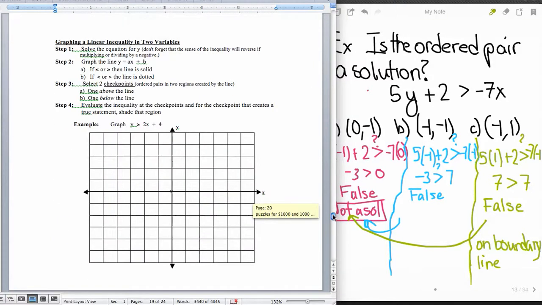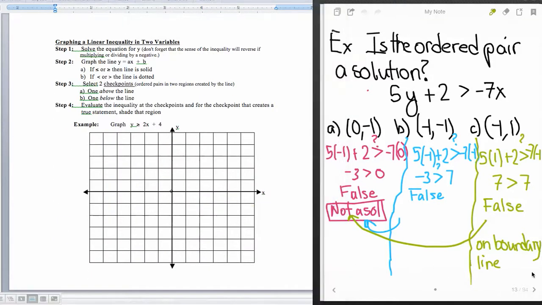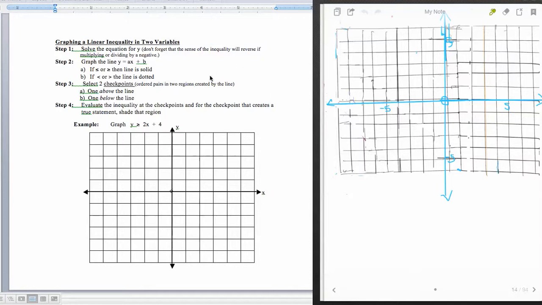So solving a linear inequality in two variables is actually a visual process. We're going to be graphing a boundary line, that's the y equals mx plus b form. If it is an equality, we will make a solid line, and if it's a strict inequality, a less than or greater than, then we're going to make it a dotted line, because those boundary line points aren't included in the solution, just like we saw with that last problem. Then we're going to choose 2 checkpoints, just like we did in the last example, checking to see if they're solutions, and then we're going to shade the appropriate region.